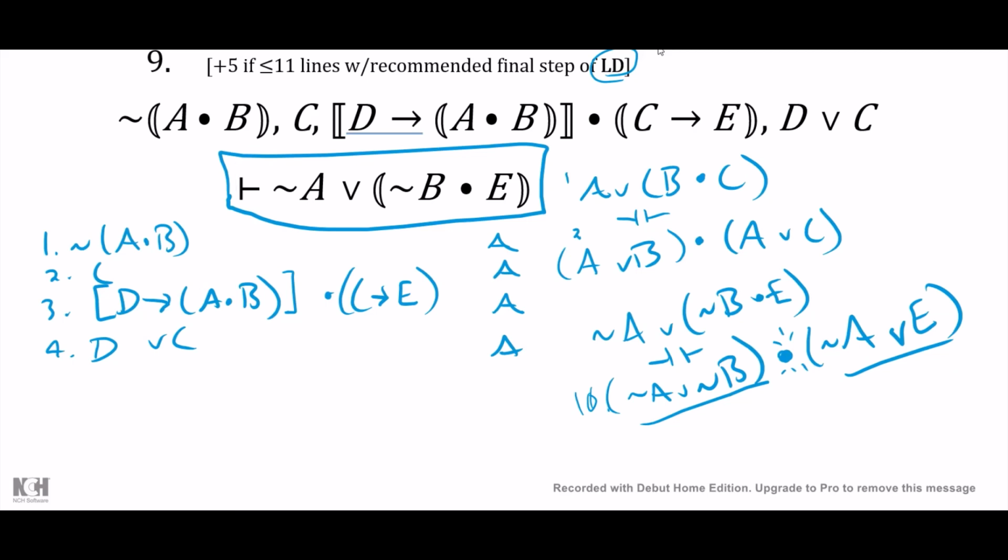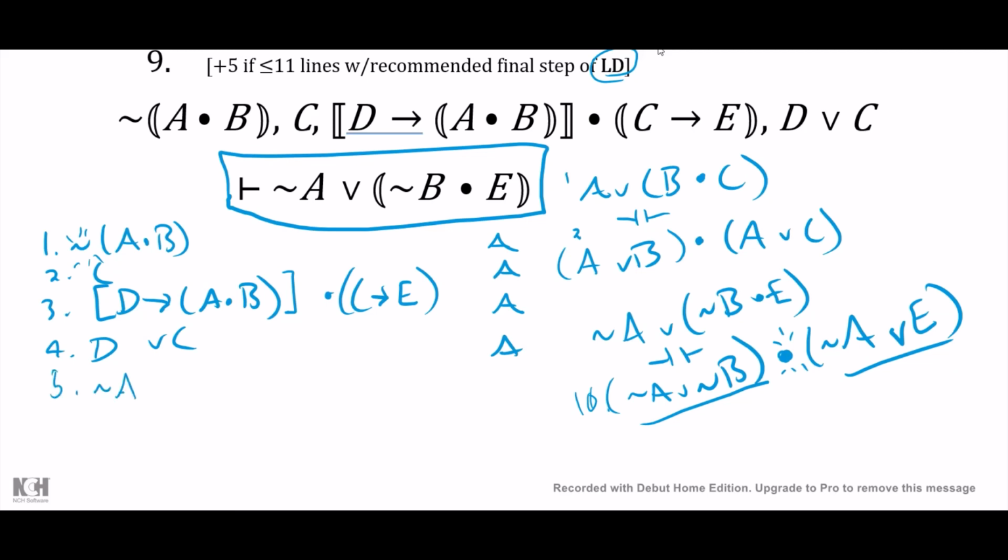Distribution anywhere? No. Conversions? Do I see anywhere where I have a squiggle on the outside where I might want to turn it into something else? I'll take a look at line 1. It has a squiggle on the outside. Could I convert it into something? Well, I could turn this dot into an arrow, but that wouldn't get rid of the squiggle on the outside. What else could I do with it? I could do De Morgan's law on it, and that would get rid of the squiggle on the outside.